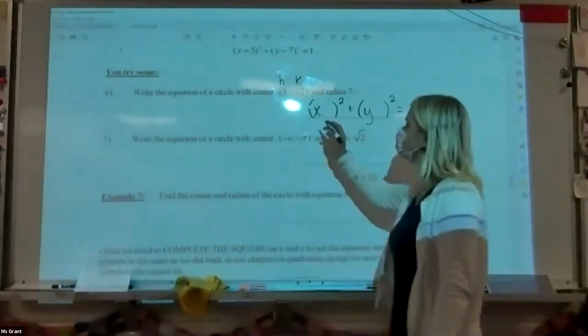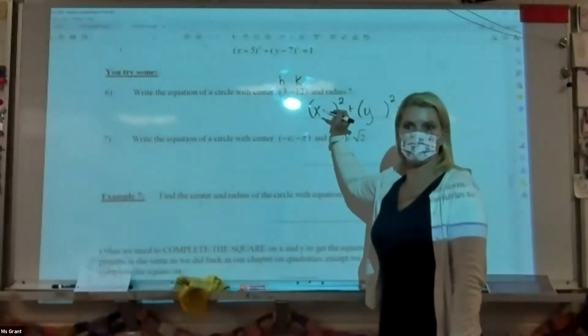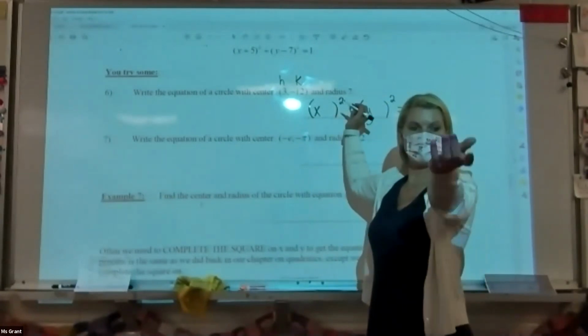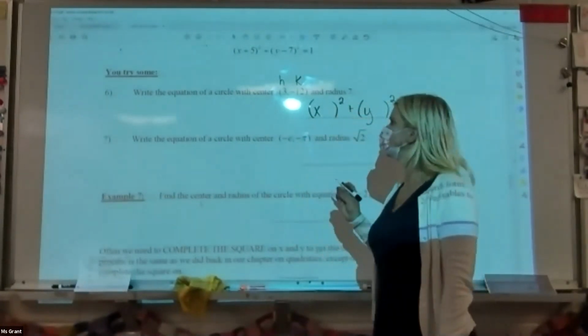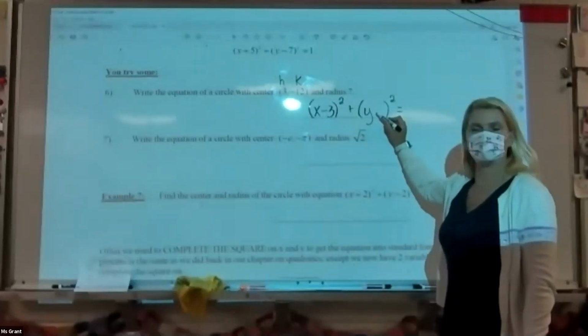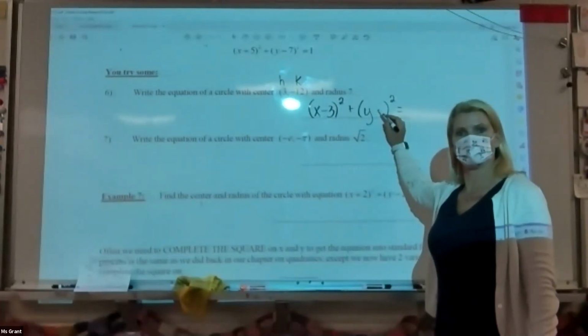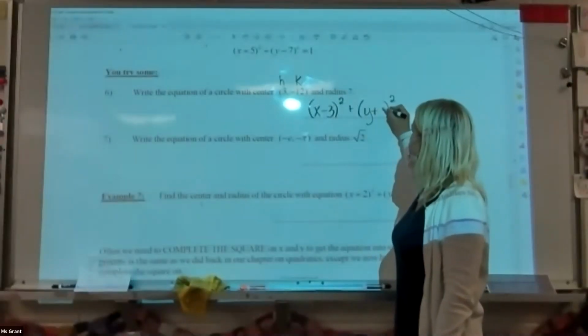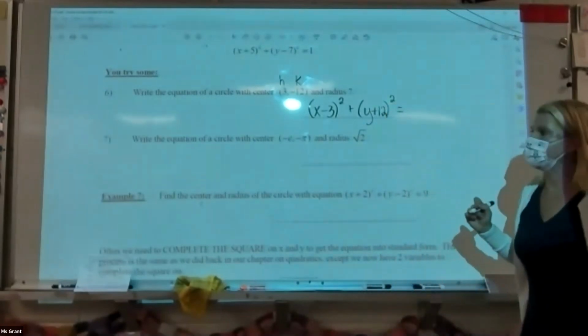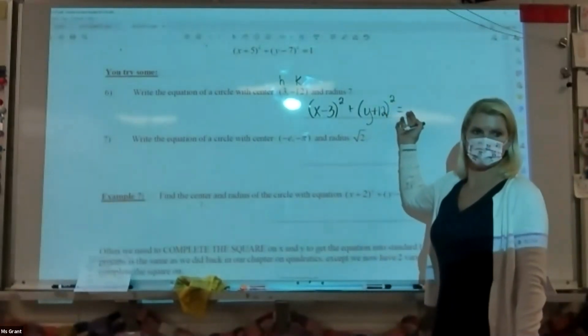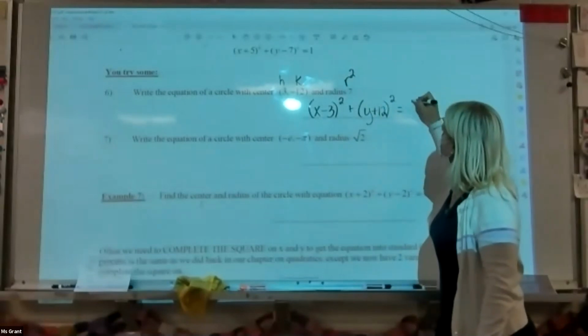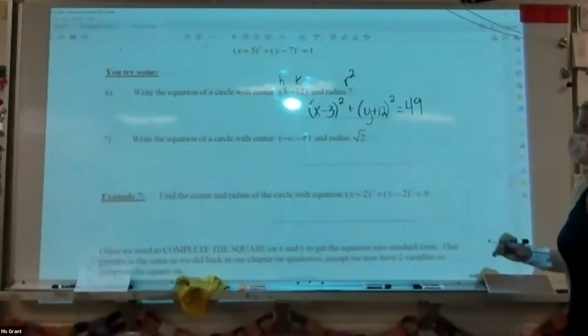Okay, this 3. What do I write in the parentheses though? Someone from Zoom, tell me. -3. Yep. What do I write for my k after my y? Someone else. -12. Okay, good. Plus. But again, new volunteers. Yes, yes. And after the equal sign is? 7. Remember how it's r squared? Oh yeah, sorry, 49. Good, good, good. Easy, right?